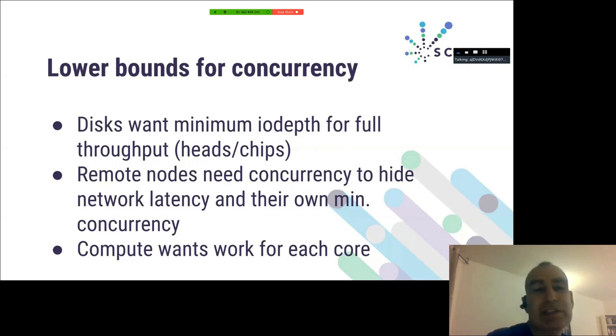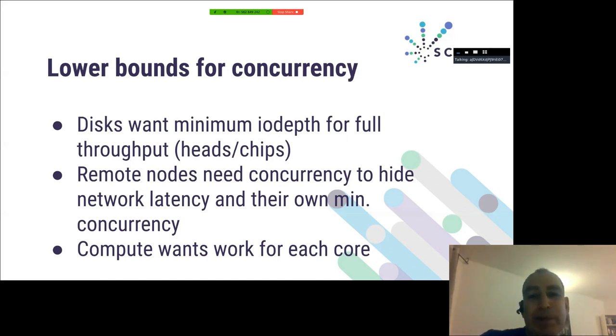Another problem with concurrency is that there are some lower bounds. Disks want a minimum I/O depth in order to get the full throughput. Think about the RAID of a rotating disk. There is a number of heads. Let's say you have a RAID of five disks. If the concurrency is less than five, you are going to have one head that is idle. So you need at least five requests running in parallel, and maybe even more in order to avoid problems if you have some collisions.